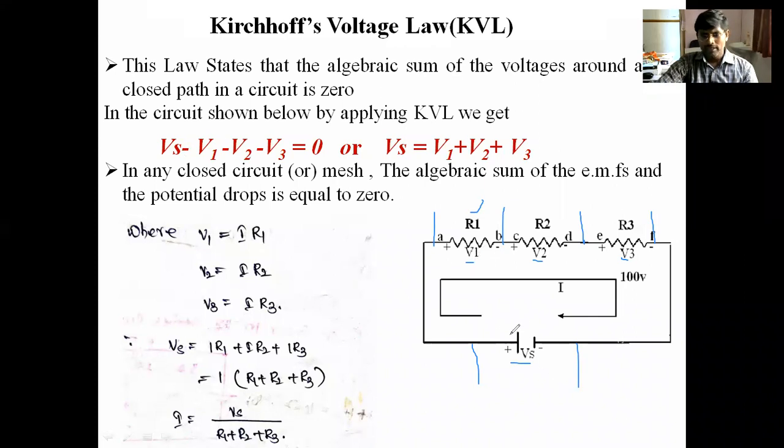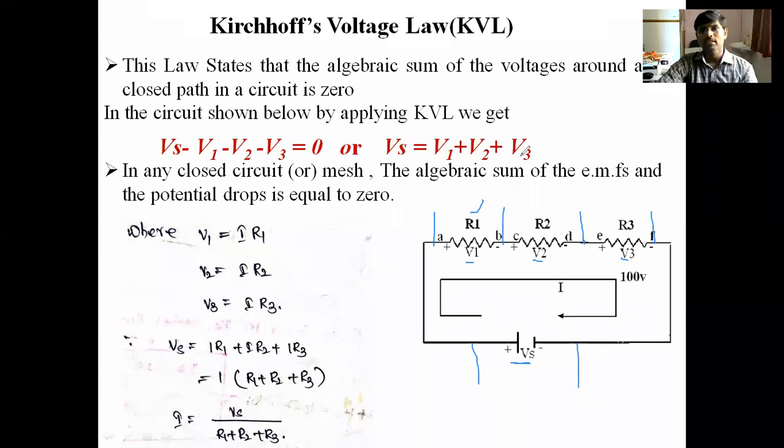Remember that current is leaving from positive at Vs, and we have taken it as positive. With reference to this, at V1, the current is entering with plus, which is opposite to the reference. That's why take minus V1. Similarly, for R2, current is entering with positive, which is opposite to the reference, so minus V2, and for R3 also minus V3. So from this, we get Vs is equal to V1 plus V2 plus V3.